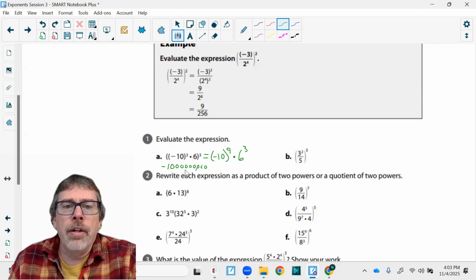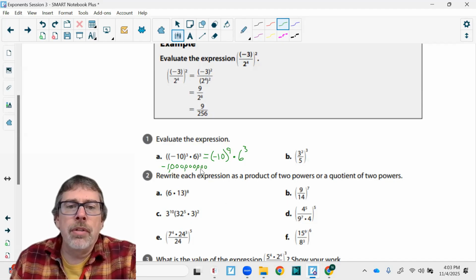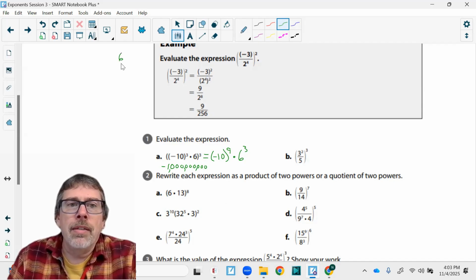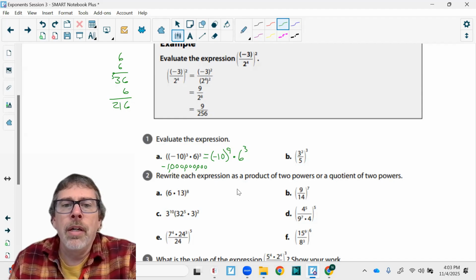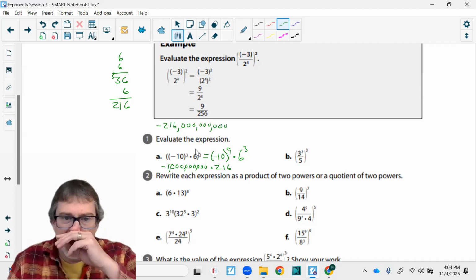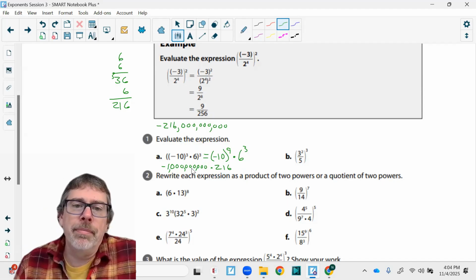Why they're using such large exponents to explain this, I don't know, but there it is. It's -1 billion. And then 6 cubed is 6 times 6 is 36, and 6 times 6 is 36. Carry the 3. 6 times 3 is 18, plus 3 is 21. So that is 216. So my answer to this problem is, I'm running out of room, I'll write it up here, -216, and then 9 zeros. So that was -216 billion.